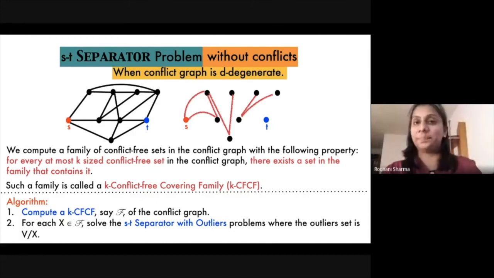So what happens here is that we have traded off the conflict-free constraints with the outlier constraints, and these constraints are much easier to tackle. And hence, for this problem, now we can reuse the algorithm of the ST separator problem with outliers here. And so, having said that, just one last caveat is that we want to be able to compute this family in a nice time and of a nice size.